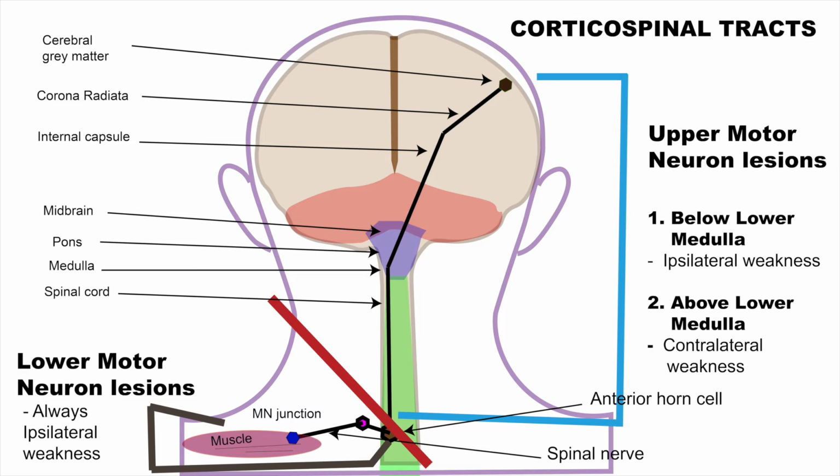Below the lower medulla, there is ipsilateral weakness, and above the lower medulla, there is contralateral weakness, and this is because the corticospinal tract fibers cross over to the opposite side in the lower medulla. Lower motor neuron lesions are always ipsilateral when it comes to weakness.